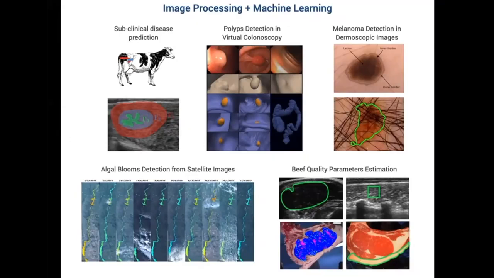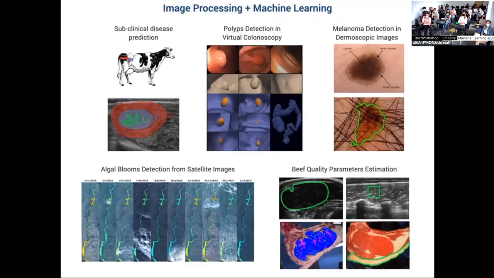Related to bioimaging, we developed a system for subclinical disease prediction in milk cows based on ultrasound images, the detection of polyps in a 3-dimensional virtual colonoscopy reconstruction, or the melanoma detection in skin pigmented lesions from dermoscopic images. Also, the measurement of bovine beef quality parameters both in ultrasound and post-mortem RGB images. I will cover some of these projects later.